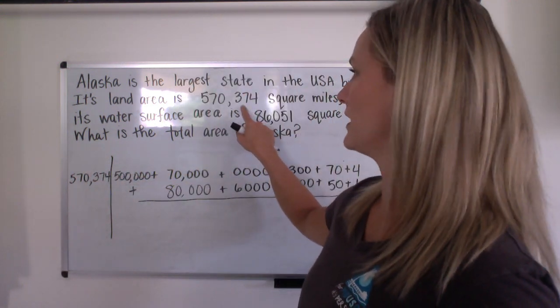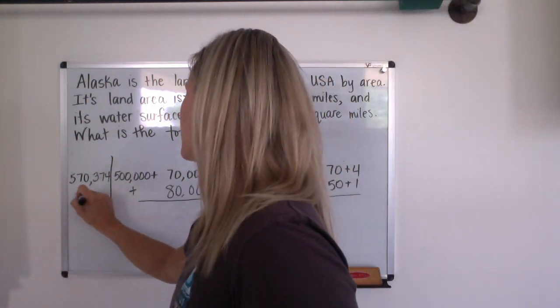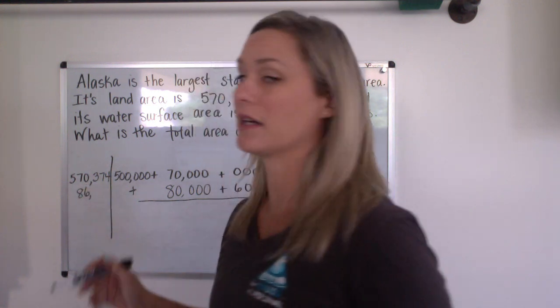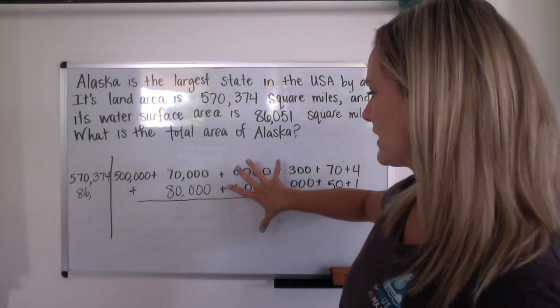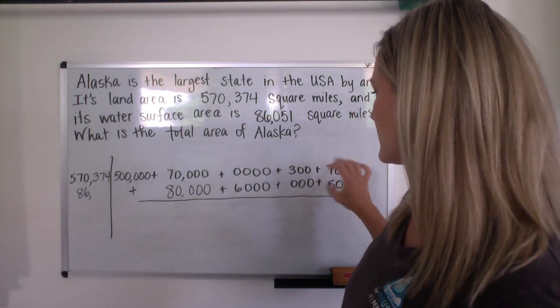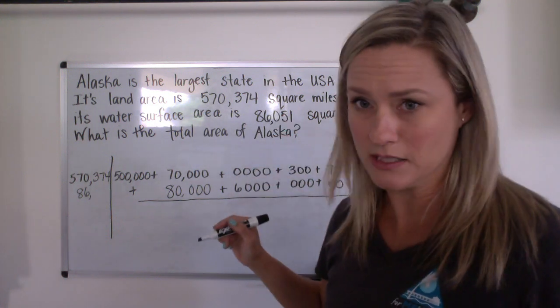570,374. Okay, so that's that number there. And I'm going to stack it with this number here, 86,000. And I'm going to make sure I'm lining up my place values, right? So I need my 10,000s to be together. I need my thousands, hundreds, tens. They need to be stacked right on top of each other for this to make sense.